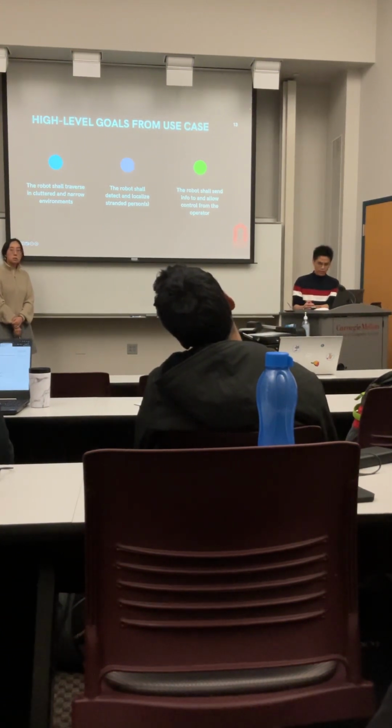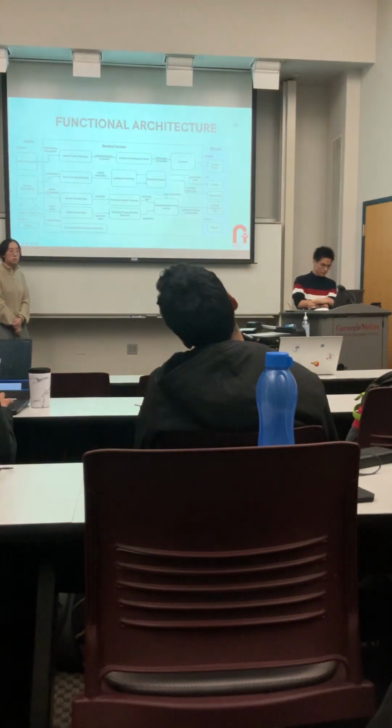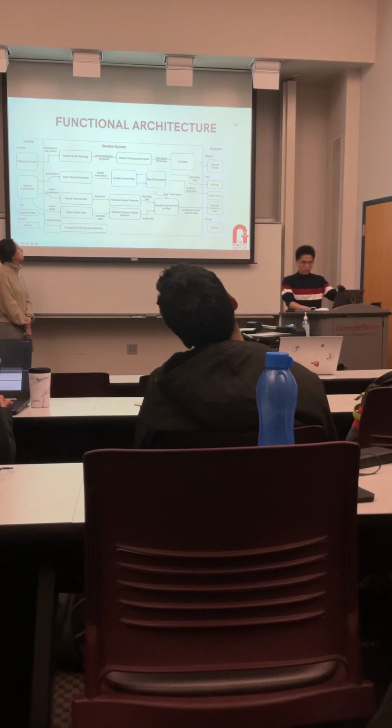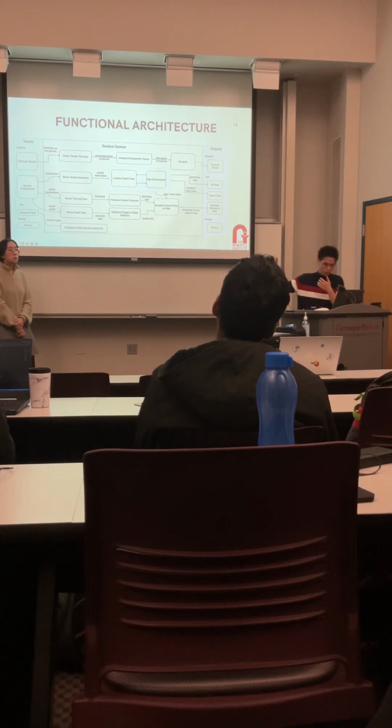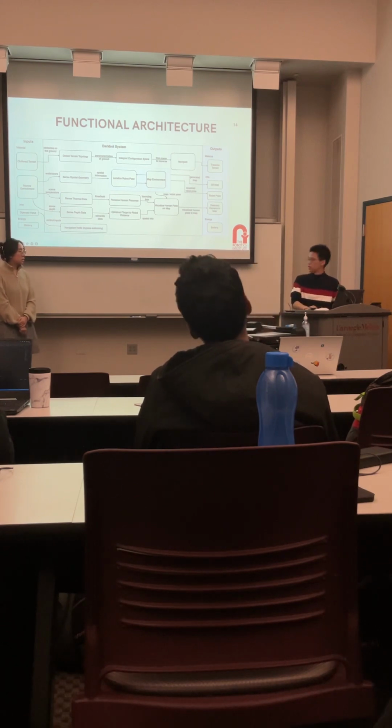So if the robot is stranded, it allows the operator to manually control it. What I described in the previous slide transformed into the functional architecture shown here. The top two rows are related to traversing in the environment. The third and fourth rows detect and localize the stranded humans. And the last row connects user inputs to the systems.